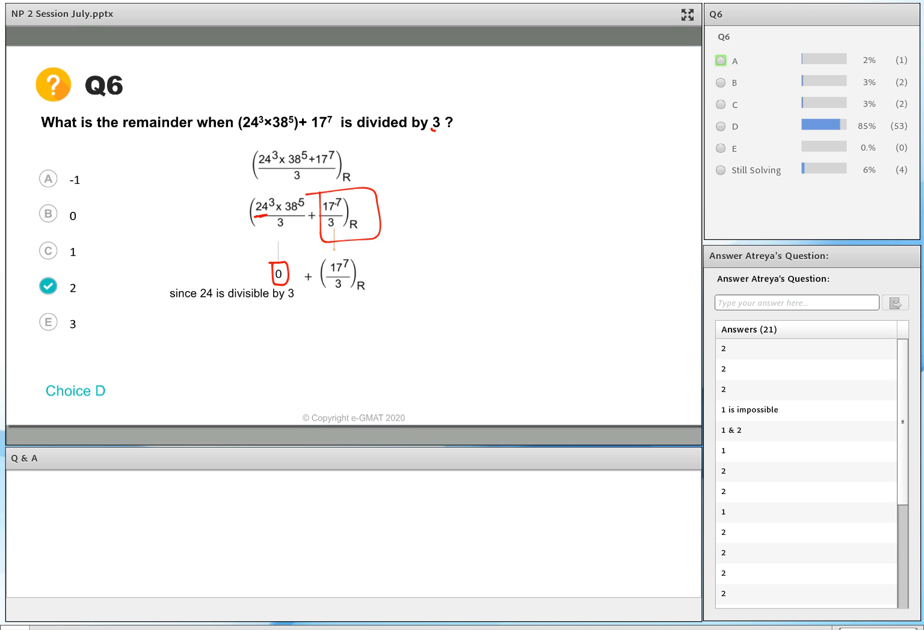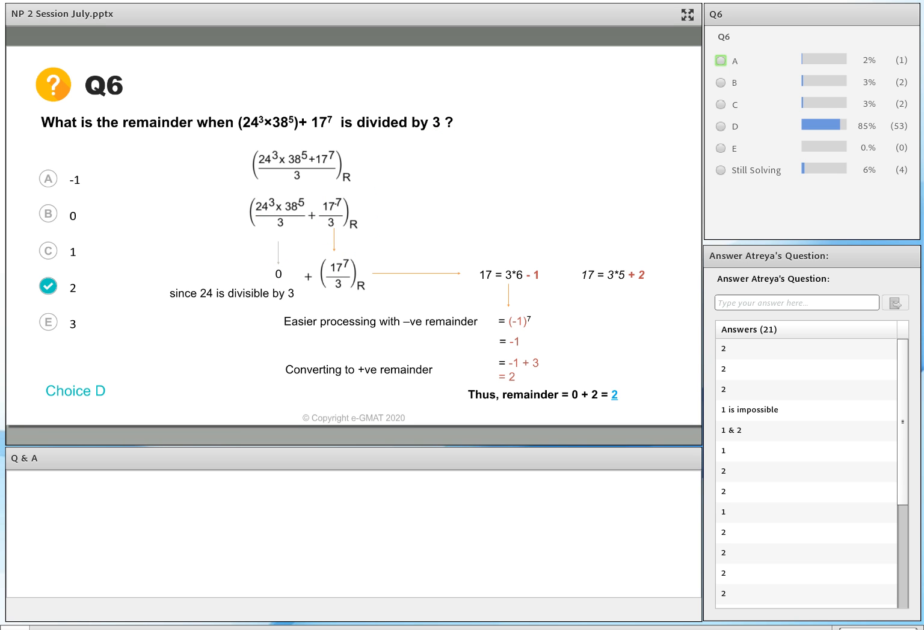What's the process? Calculate for the number first, then bring in the exponent. So what is the remainder when I divide 17 by 3? It's either equal to plus 2 or equal to minus 1. Now, what would you calculate? Minus 1 to the power 7 or 2 to the power 7? What is an easier zone for you? What would you rather calculate? Minus 1 to the power 7 or 2 to the power 7? Mark your answer in the short answer poll.